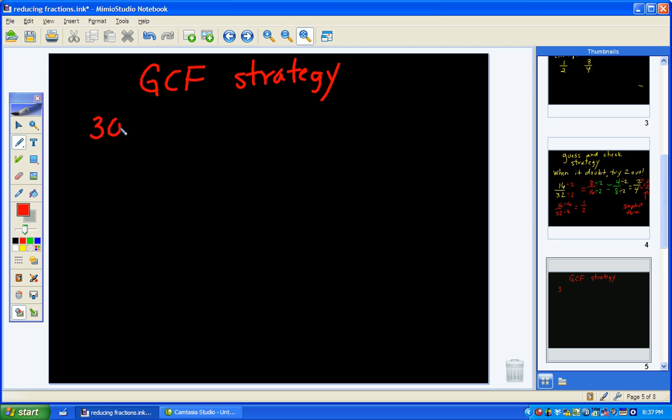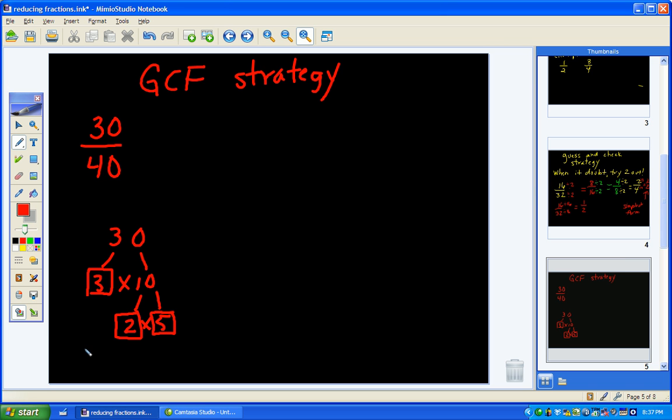If I had the fraction 30/40, I am going to find the factors of 30 and the factors of 40 using my prime factorization. So I know that 3 times 10 is 30. 3 is prime. Break 10 apart into 2 times 5. Both of those are prime. So my prime factorization is 2 times 3 times 5. Okay, so that's for 30.